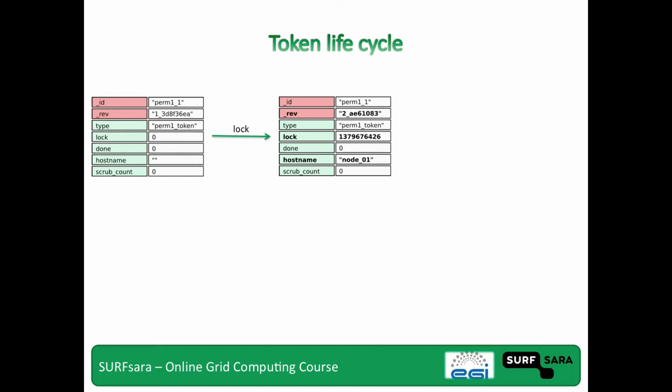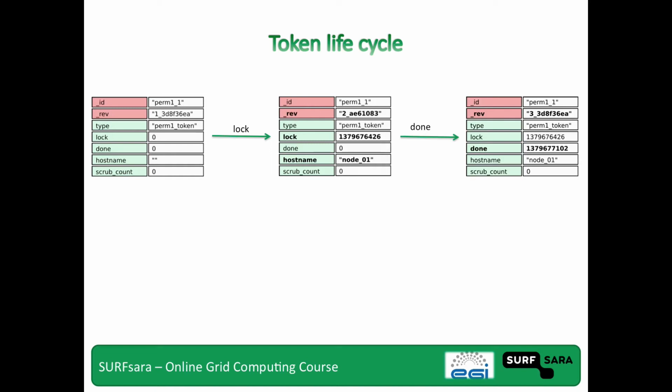The type will of course stay the same. Lock will change because now the token has been locked, and this is just a number representing the time. It's not done yet, so we keep that the same. The hostname is changed to whatever the hostname is of the machine that changed the token itself, in this case node 01, and the scrub count stays 0. So now the process continues and starts working on the application that needs to be run. Once it has completed, we need to tell the database that this is the case. So we go to the done state.